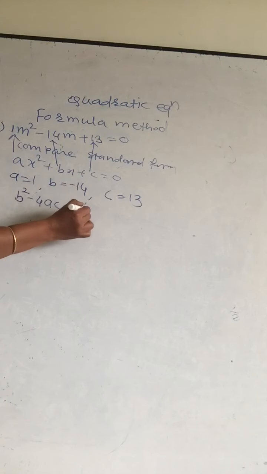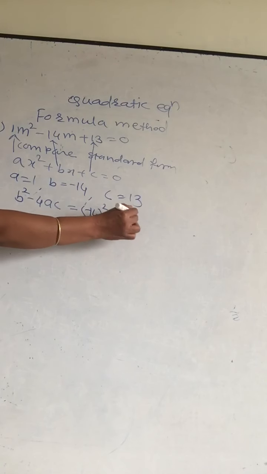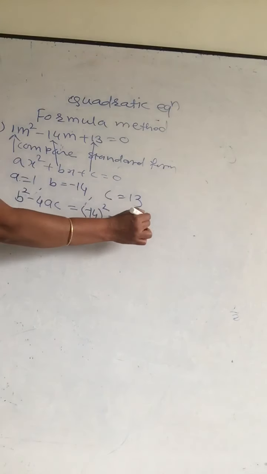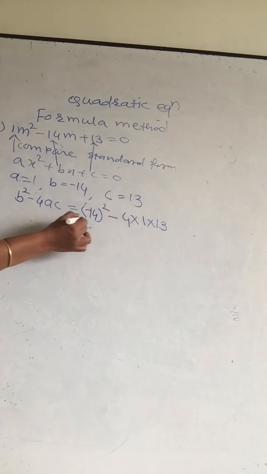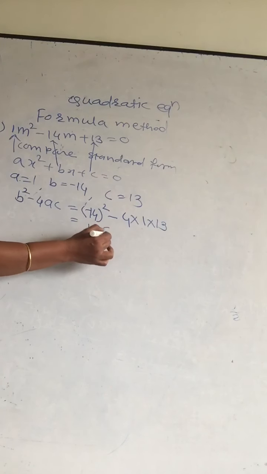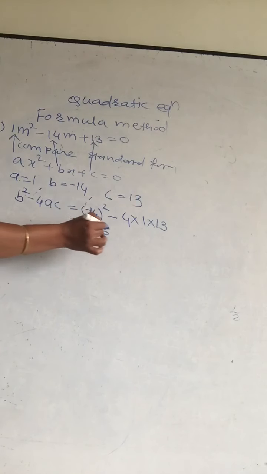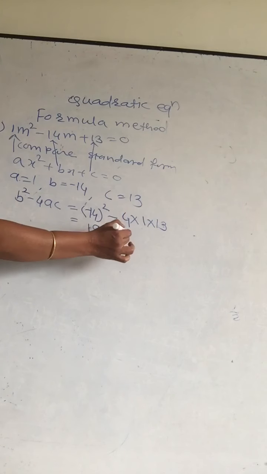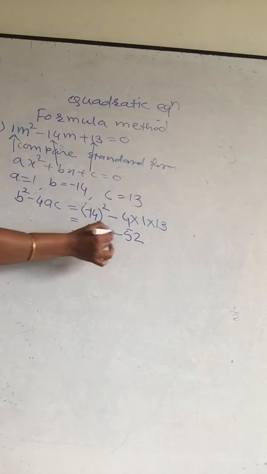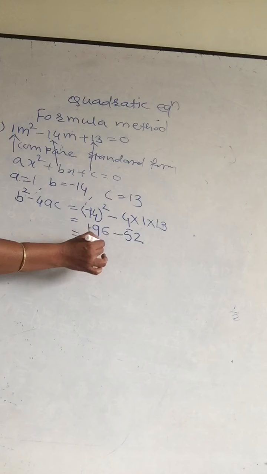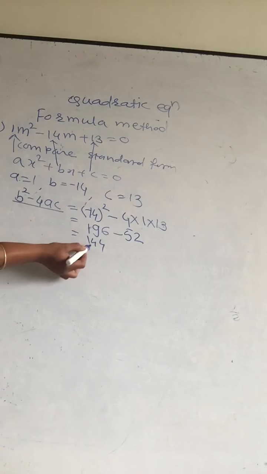What is the value of b? Minus 14 square minus 4 into a, which is 1, into c, which is 13. So 14 square is 196. Though there is a negative number, the square of a negative number or a positive number is always positive. So minus 14 square is 196, minus 13 fours are 52. 196 minus 52 is 144. So b square minus 4ac is 144.